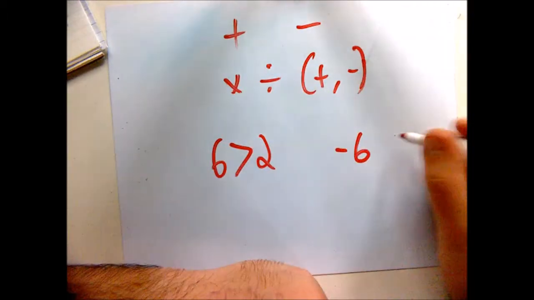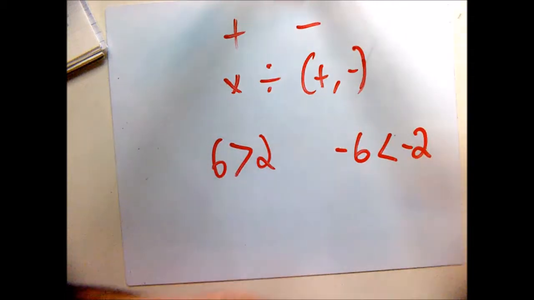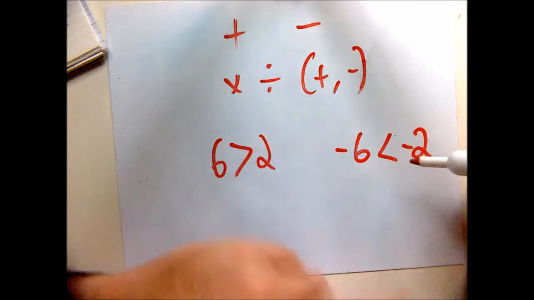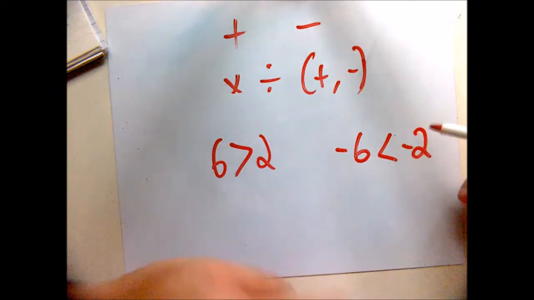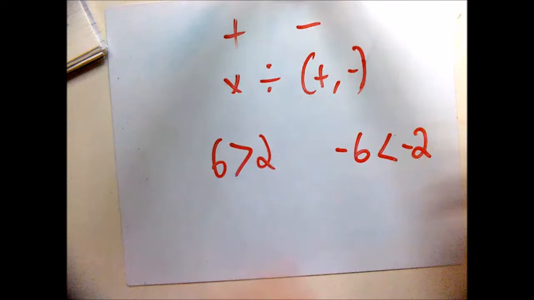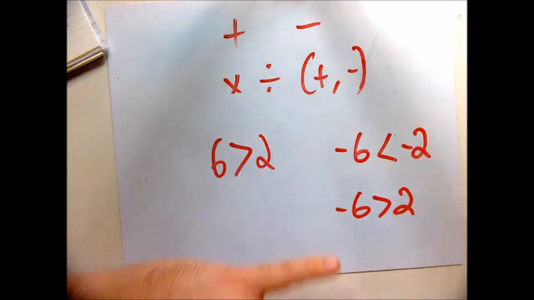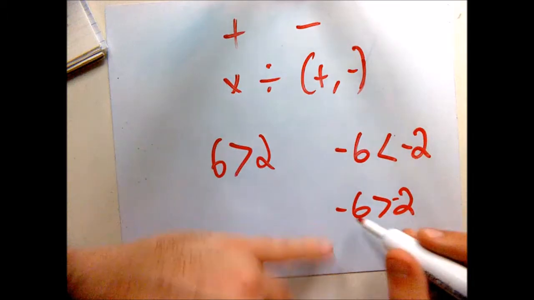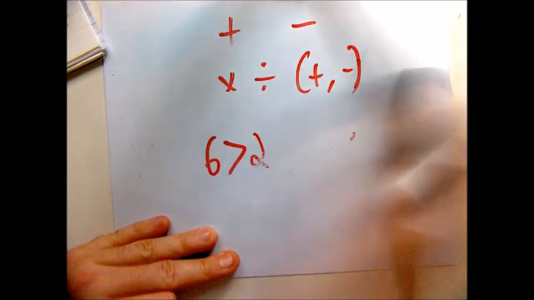So it says negative 6, and we flip the sign to make this true. If we didn't flip that sign, we'd be saying that negative 6 is greater than negative 2, which isn't the case. We know that 6 is greater than 2, but if we multiplied them both by a negative and left that sign there, we know that this isn't true. We know that negative 6 is not bigger than negative 2. So when you multiply by a negative, you have to flip the inequality sign.